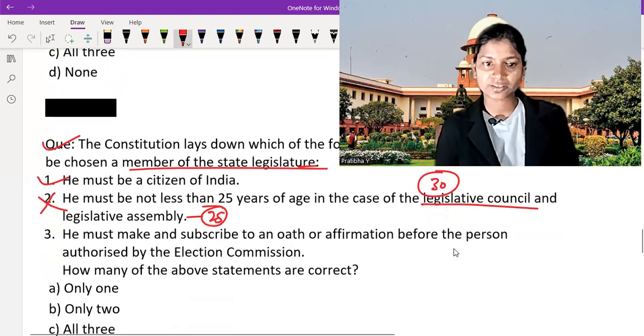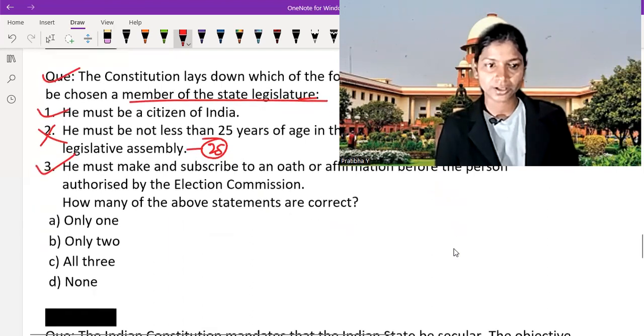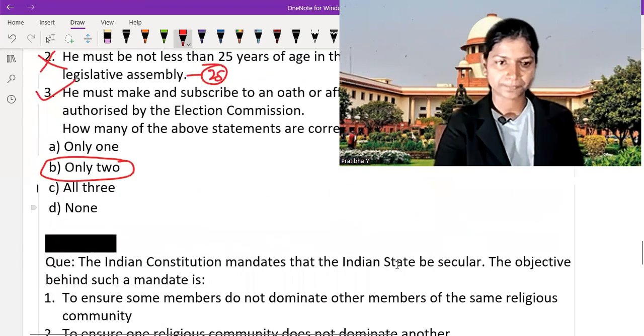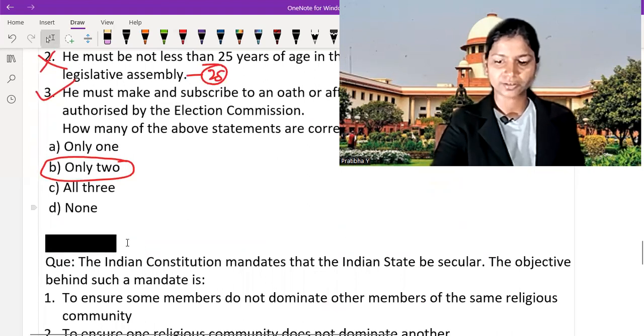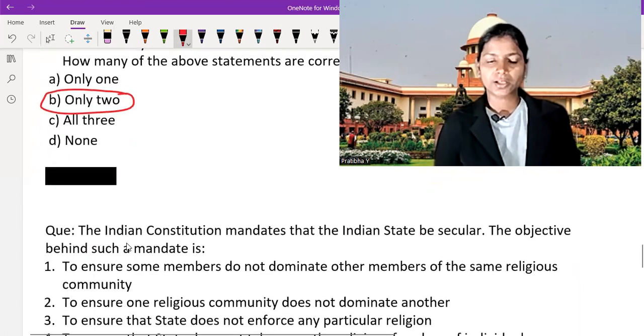Third one is he must make and subscribe an oath or affirmation before the person authorized by the election commission. Yes. 1 is correct, 3 is correct. That means only 2 pair. Option B is correct. Just check we're on the right path or not. Option B is correct. That means we are on the right path. Now let's move on to the next question.